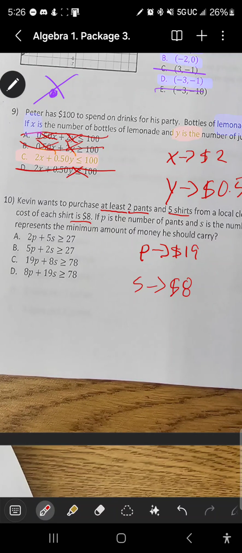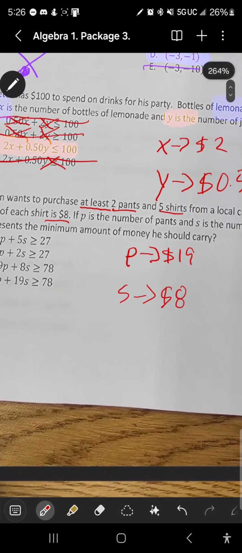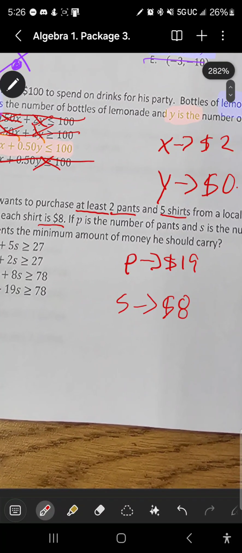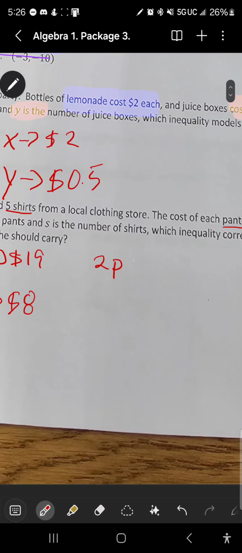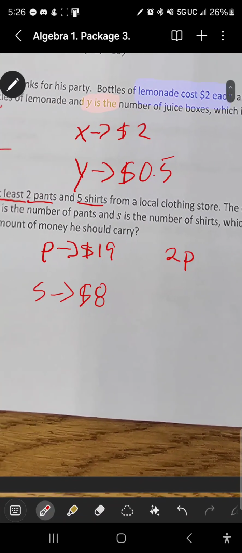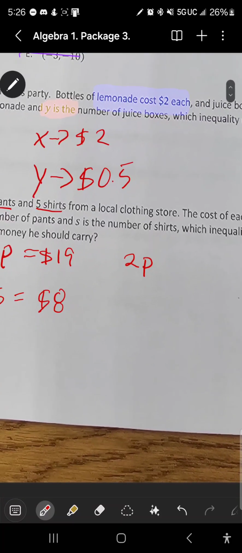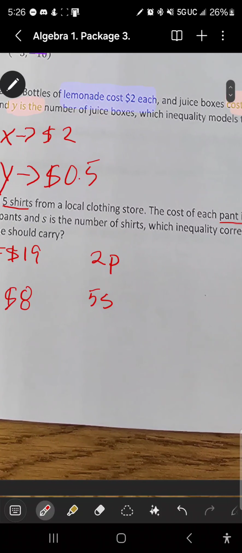Okay, first of all, let's see something. He says that he wants to buy at least 2 pants and 5 chairs. So he wants to buy at least 2 pants, 2P, and 5S. I'm going to put an equal sign here. So 2 pants and 5 chairs.